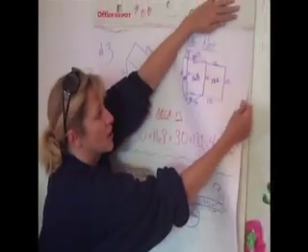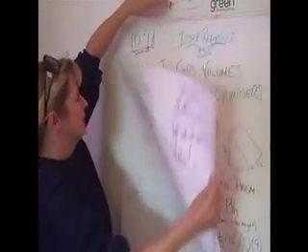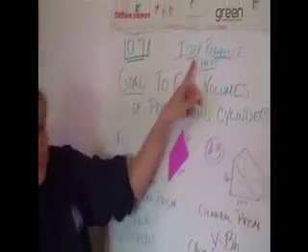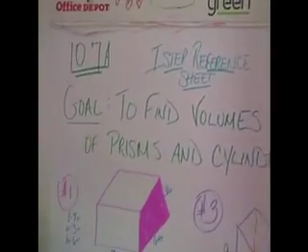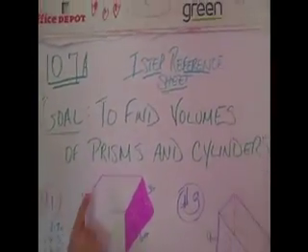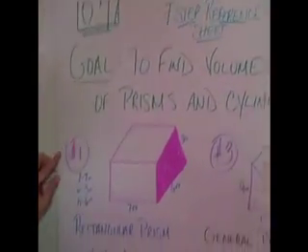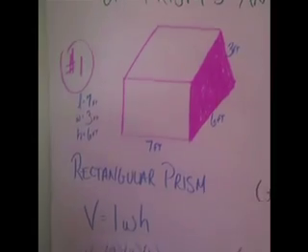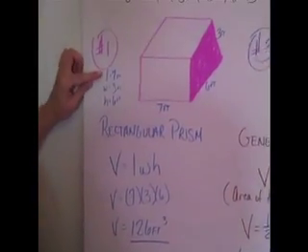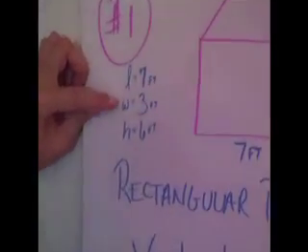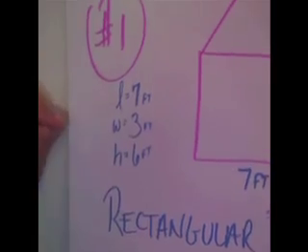For the second part of your homework this week, you're going to use your I-STEP reference sheet. It's 10.7a. The goal is to find volumes of prisms and cylinders. Number 1, a rectangular prism. As you see, I've drawn right here, and you can label it any way you want. I labeled the length, the width, and the height as 7, 3, and 6.